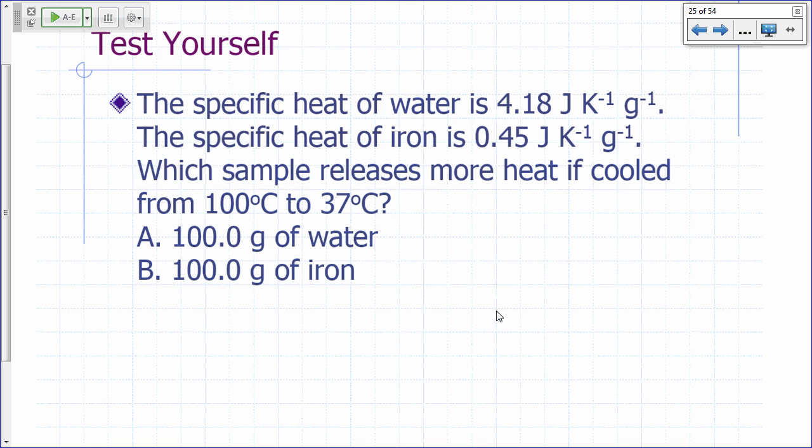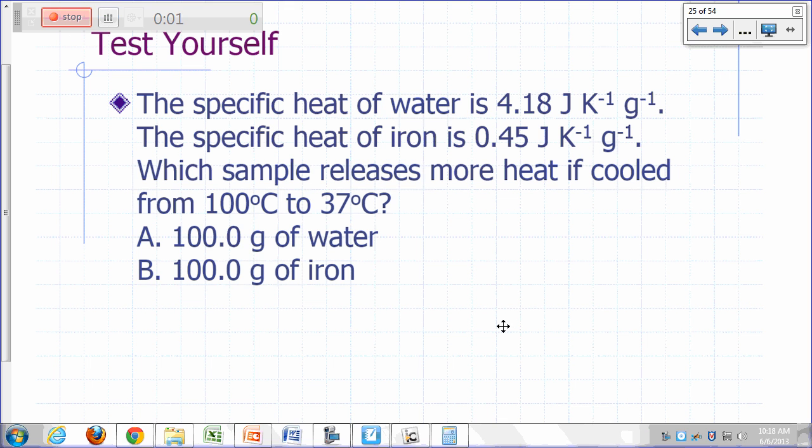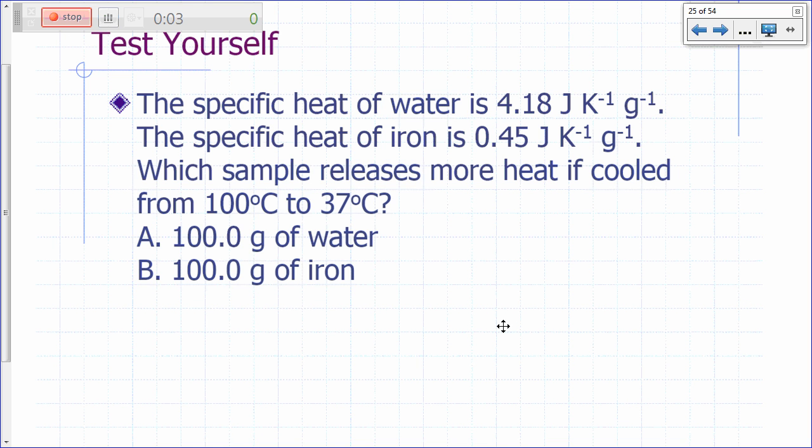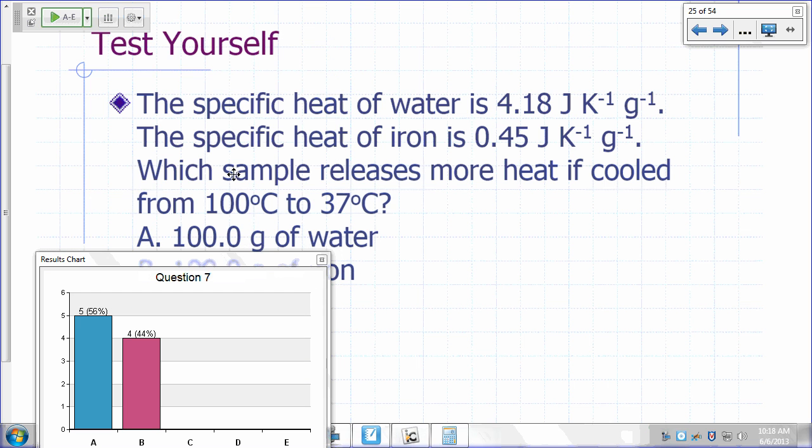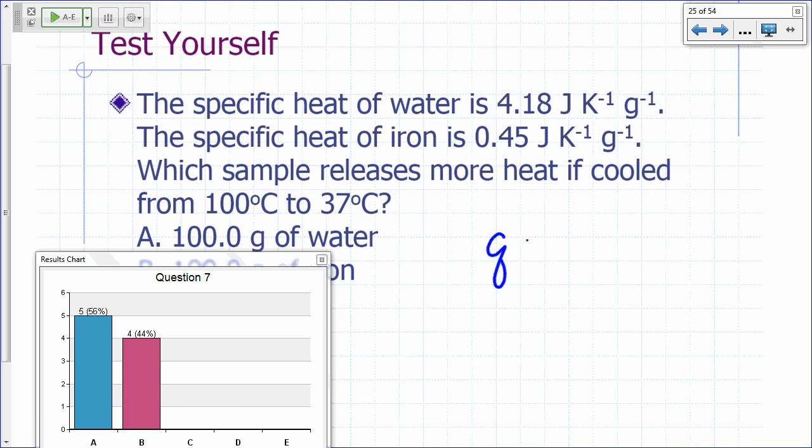Assume you're not allowed to pick none of the above. Which one would release more heat? Okay. What's the formula for Q? C delta T, right?